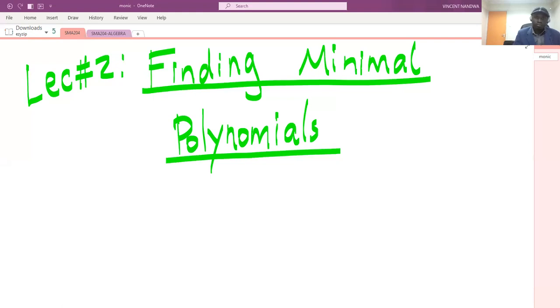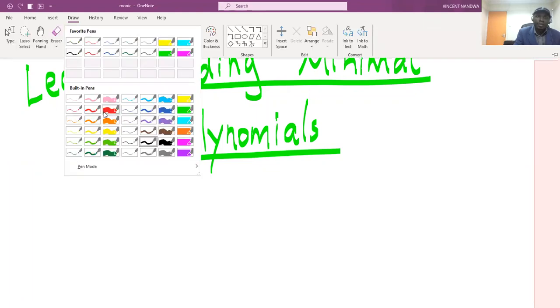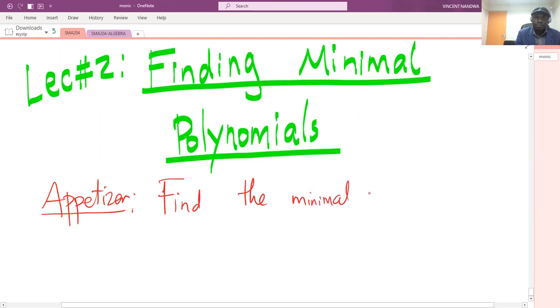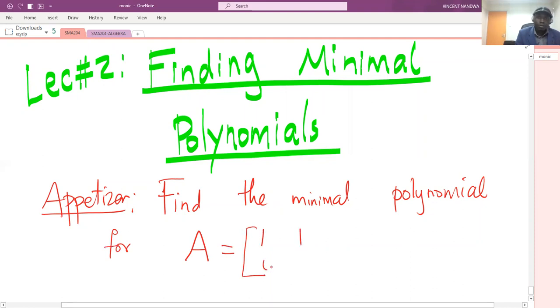So let's start with an appetizer. Find the minimal polynomial for the matrix given by 1, 1, 0, 1.